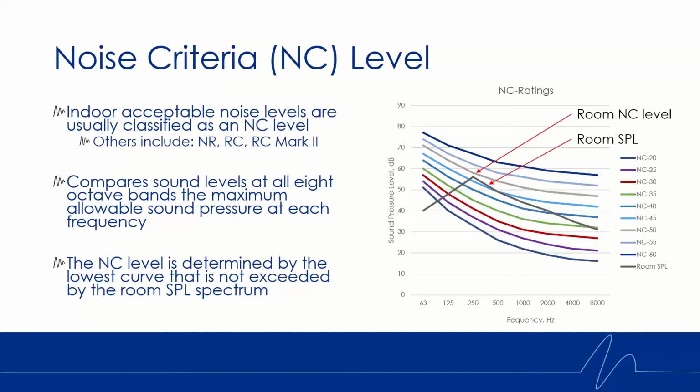So in this case, the example that I'm showing here on the right of the screen, this room would actually be NC 50. Now, if that's an acceptable sound level, that's great. If not, we'd have to put some noise control measures into the system to reduce the room sound pressure level and bring it down to the acceptable NC level.